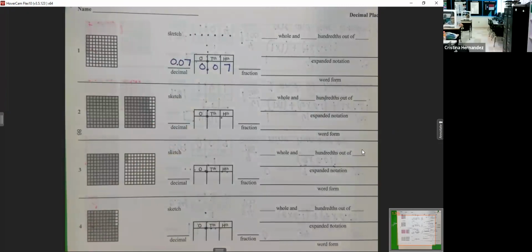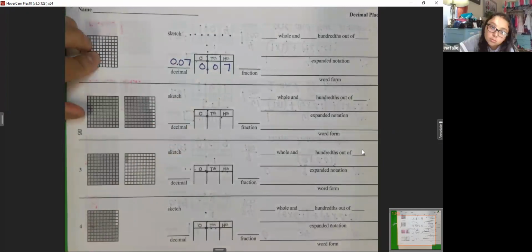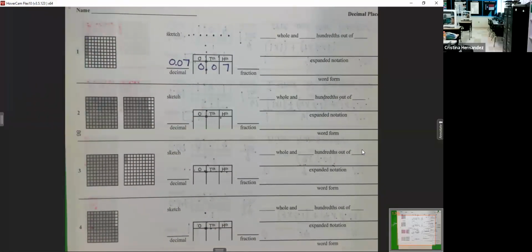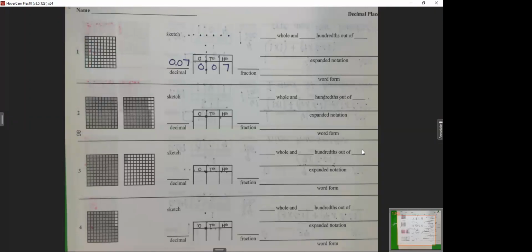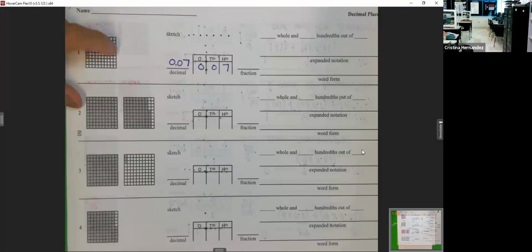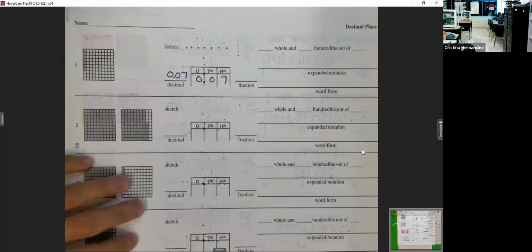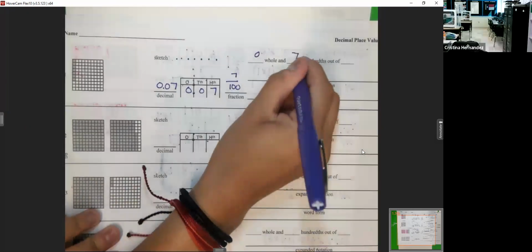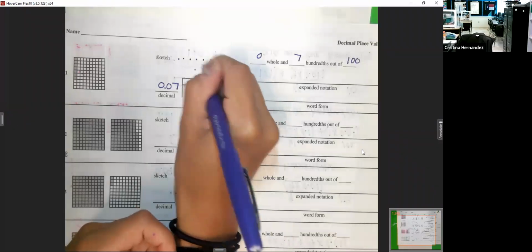Fraction. How many individual Skittles do I have in total here? In total, how many do I have in this little square? How many individual squares make up this whole big graham cracker? 100. So that would be on the bottom, and we only shaded in 7. Do we have any holes? We already said no. 7 hundredths. So put my decimal here, 0.1 and then 0.01.